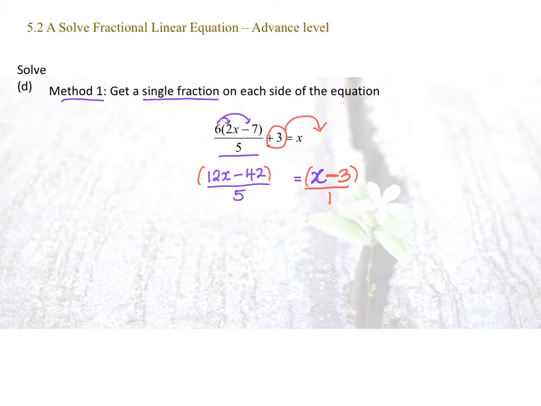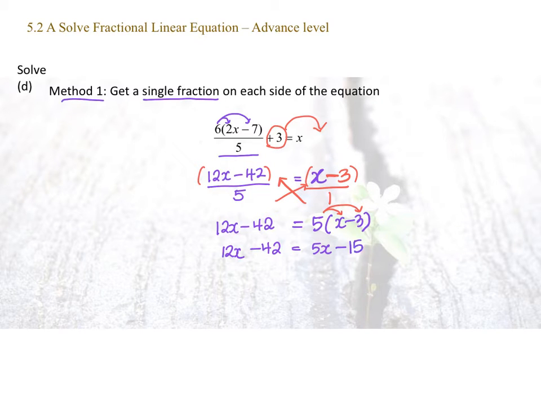Now we have a single fraction on both sides. We can do the cross multiplication. 5 cross multiply to x minus 3, and 1 cross multiply to 12x minus 42. Now, does this look familiar? We have our brackets. We're going to expand them. 5 groups of x to give you 5x, and 5 groups of 3 to give you 15.